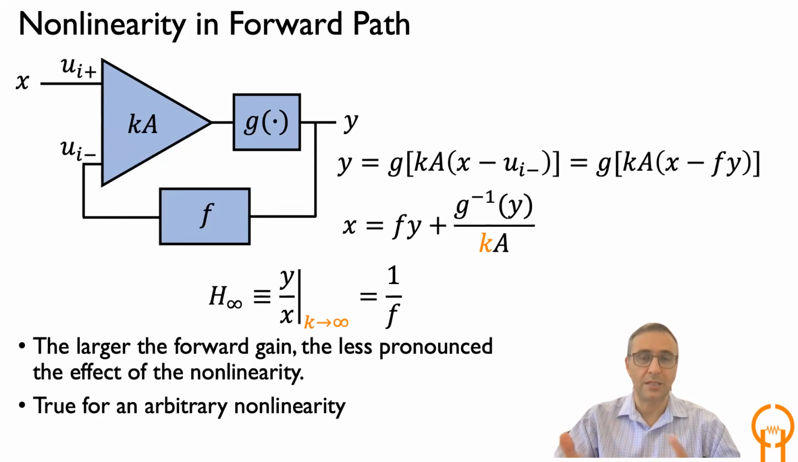So that equation, you cannot solve for y in terms of x. Well, it's difficult because you need to know that. But you can actually solve it for x in terms of y. And the solution is shown right underneath. So x is going to be f times y plus g inverse of y over ka.